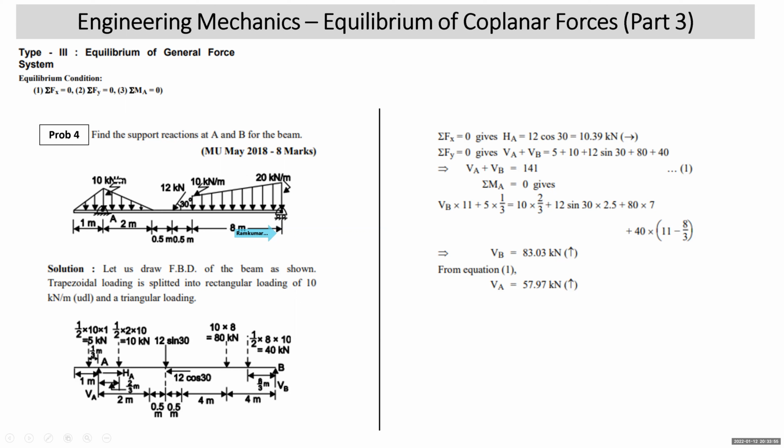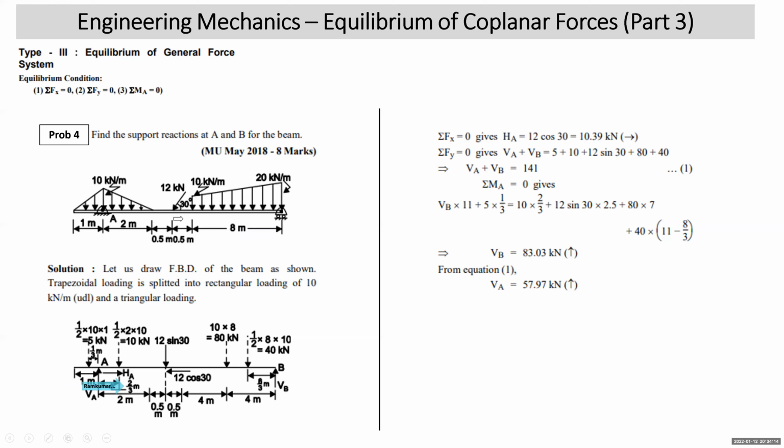Done? Now come to the other one, this triangular load. This is half into base 2 into 10. Half into 2 into 10, 10 kilonewton. It will be acting 2/3 from A. It will act at 2/3 distance from A. See here, I have shown this distance 2/3 here.